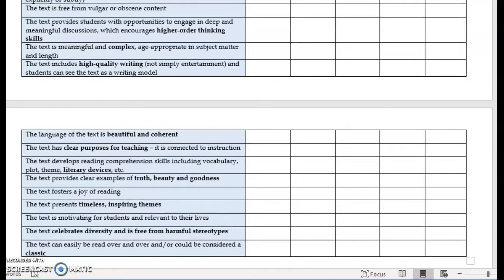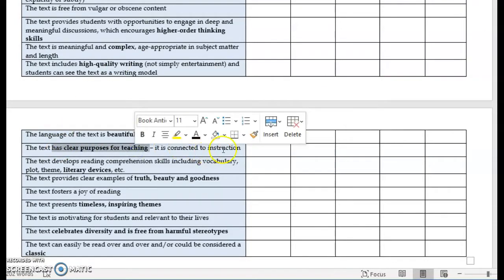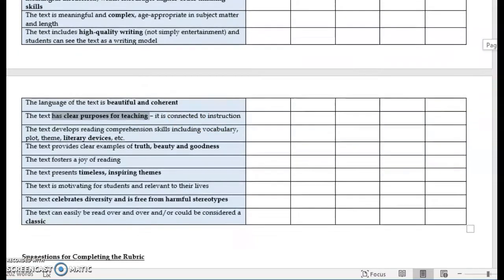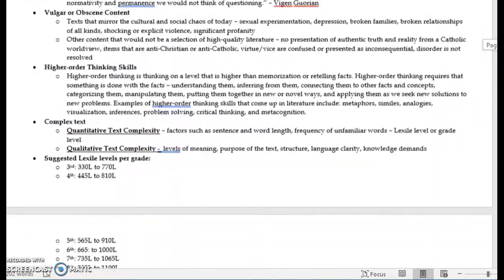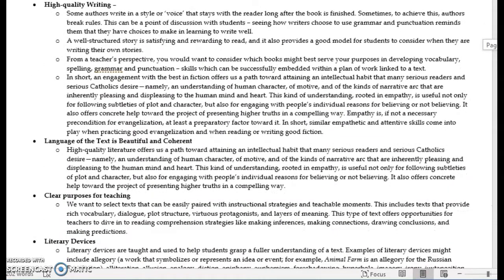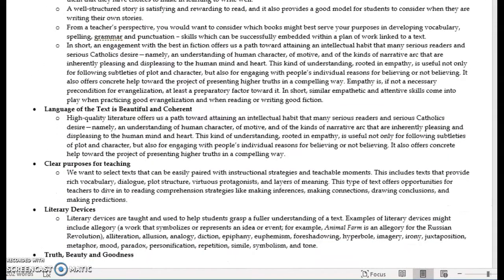The next indicator: the text has clear purposes for teaching. It is connected to instruction, so we just want to make sure the novels we're using are based in the standards we're required to teach and our students' needs, how to get them to the next level. Here are some examples of what clear purposes for teaching looks like when teaching through novels.